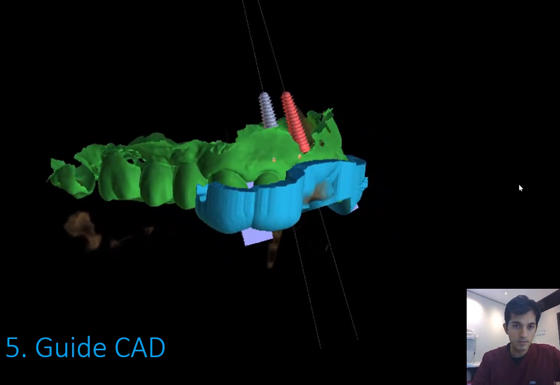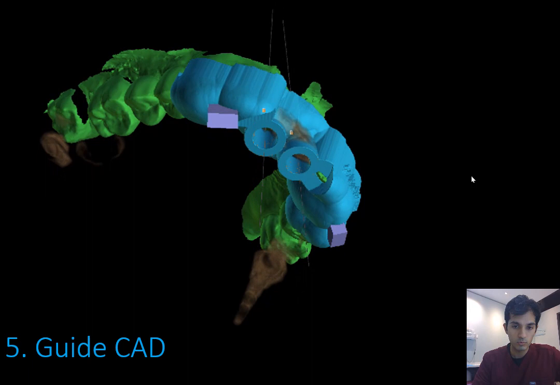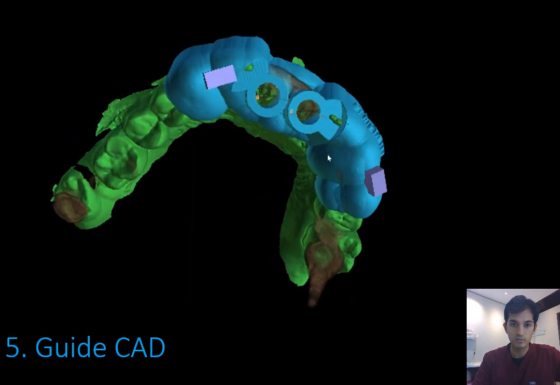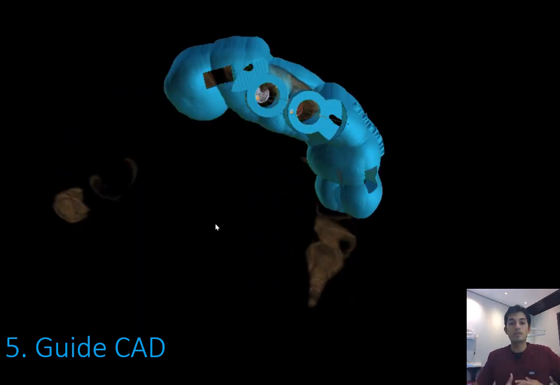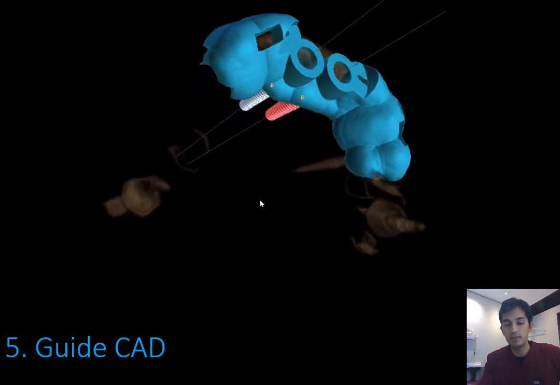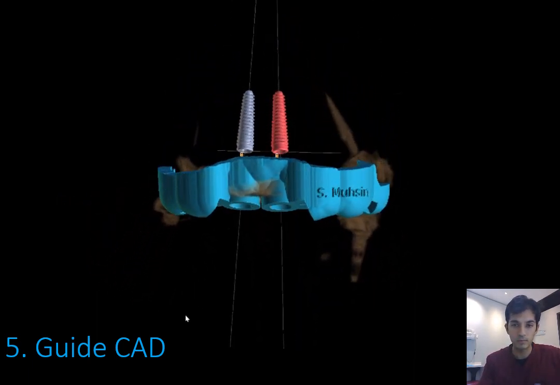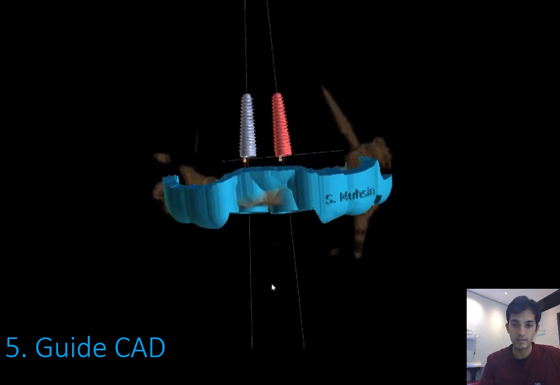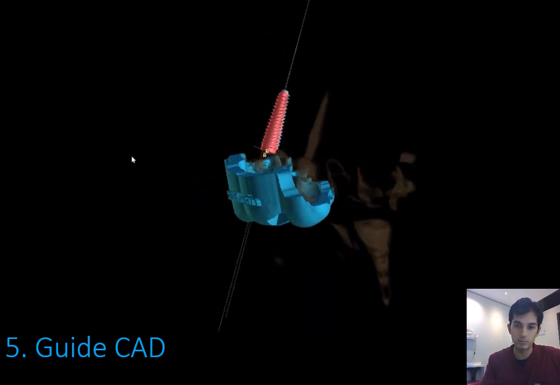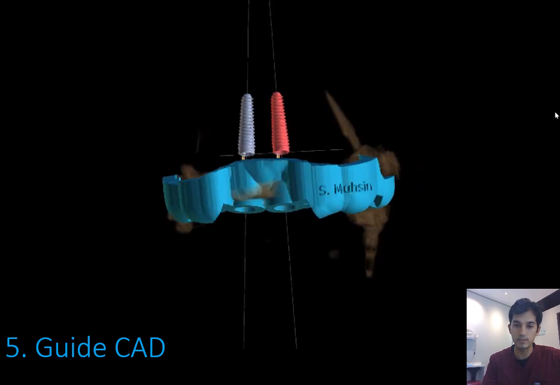Now, the basic principles of guide design apply to all software, whether using R2Gate or any other software available. Things you want to look out for. Firstly, the guide sleeve for a fully guided protocol. Make sure that it's compatible with the guided kit you're going to use. In this case, I'm using the R2 gate guided kit, which has a fixed diameter of the guide sleeves attached to the drills. So we select the appropriate sleeve for the guided kit we're using.